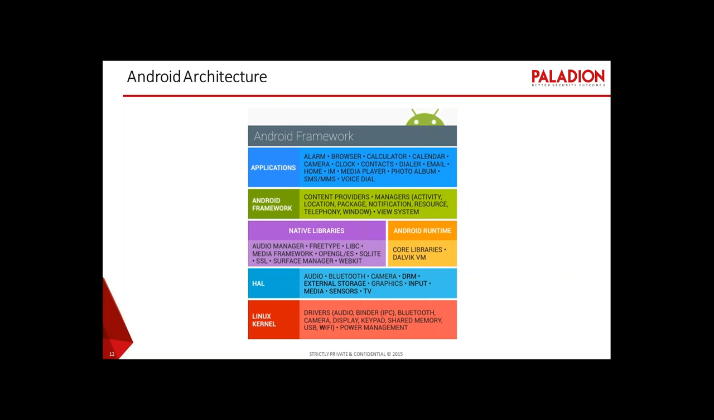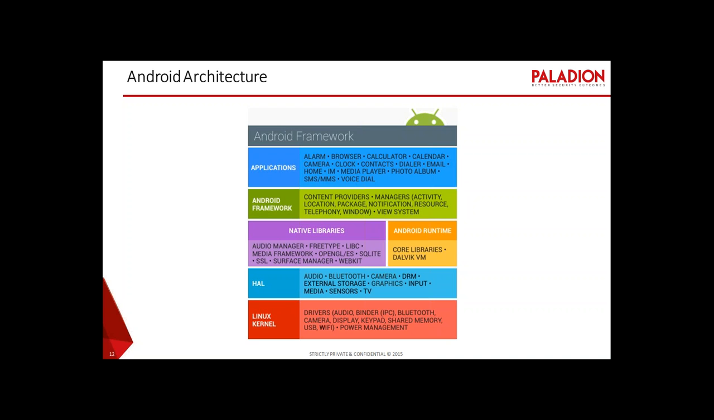So the backend of these applications, the design of the backend of these applications involve the Android framework, where you will be having the content providers, the managers in the sense which will be managing the activities, locations, the packages which are involved, and the view-based systems. And these Android framework further are connected to the native libraries from where the Android framework imports libraries, which are audio manager, FreeType, and there are many other libraries. You can also build custom libraries for custom ROMs.